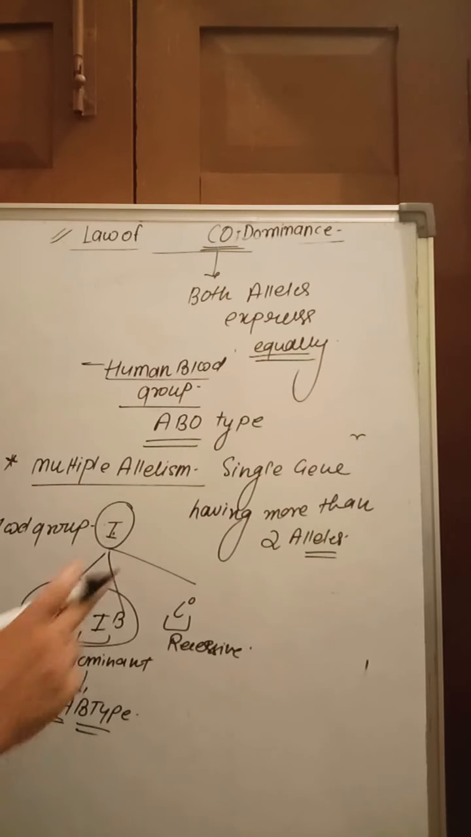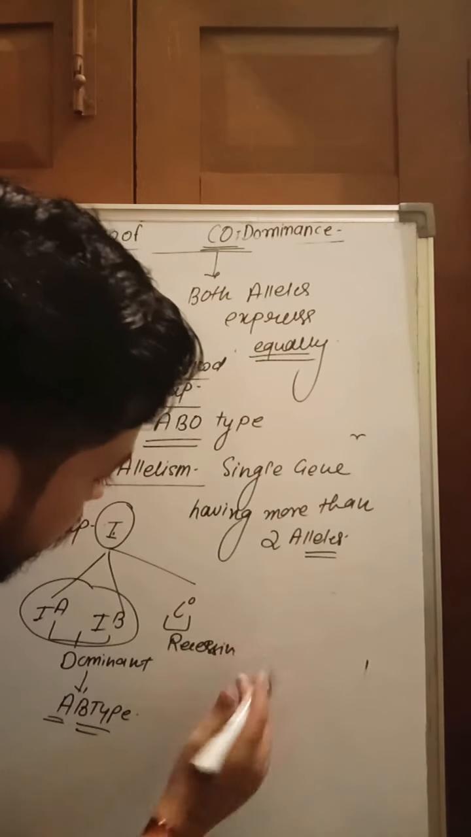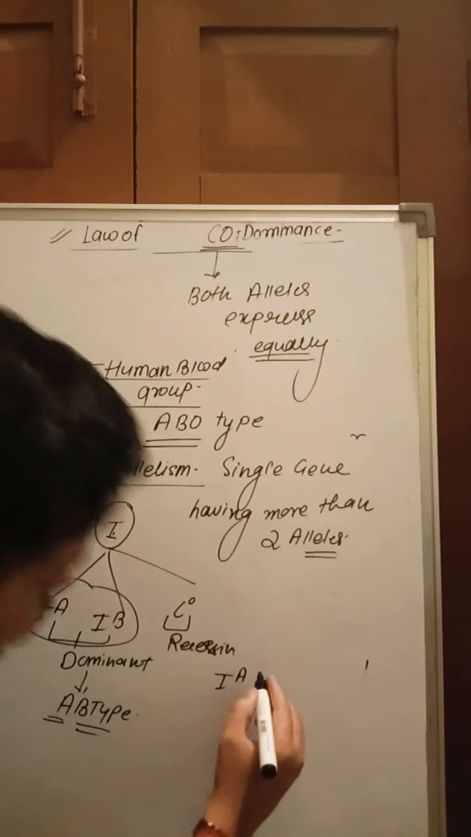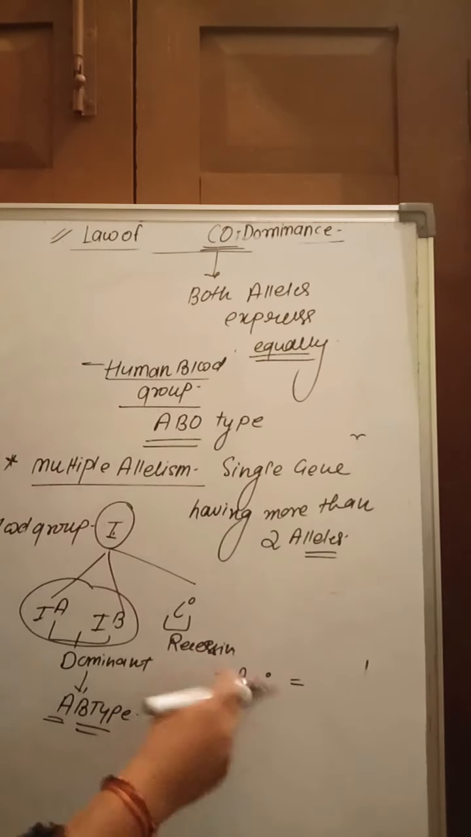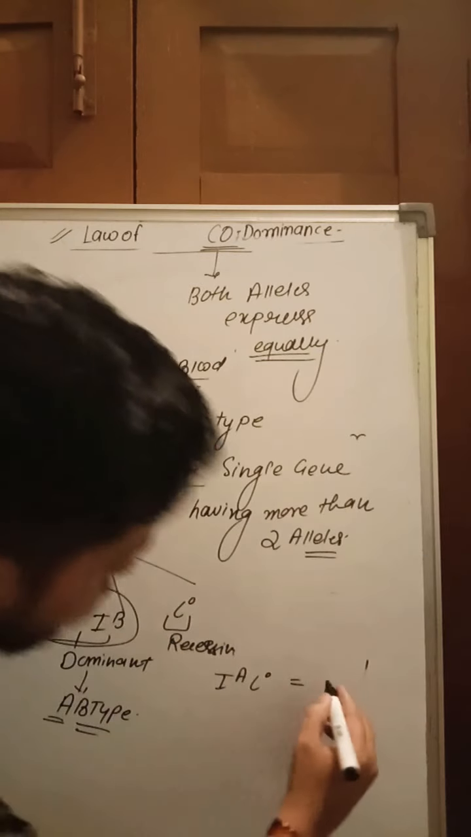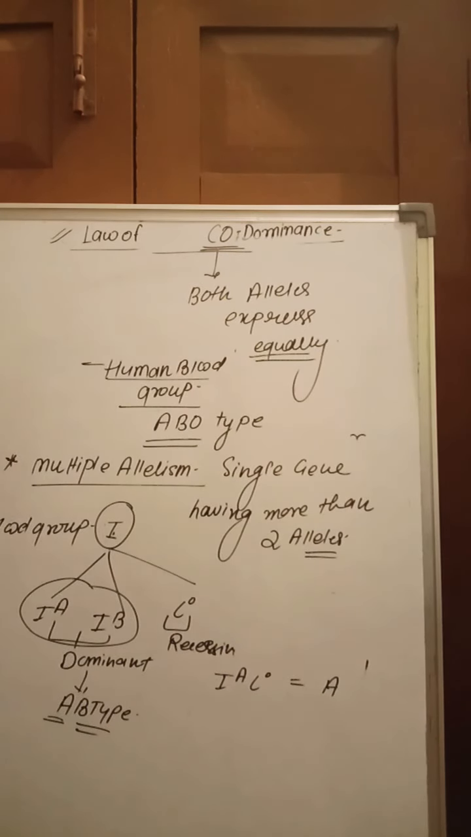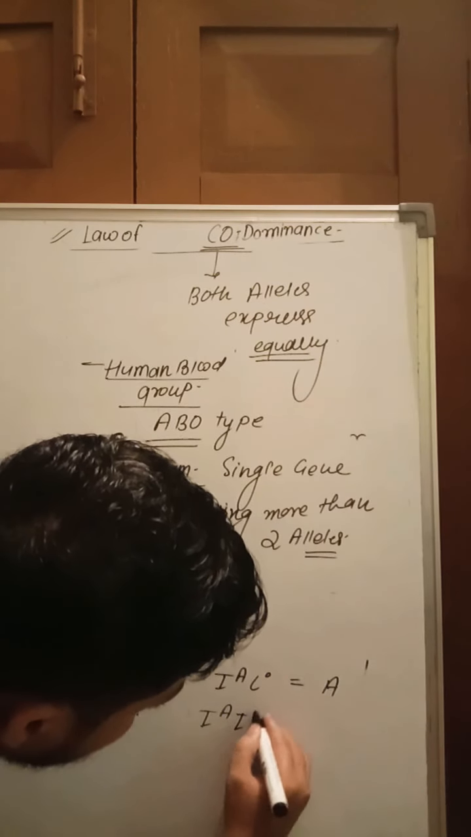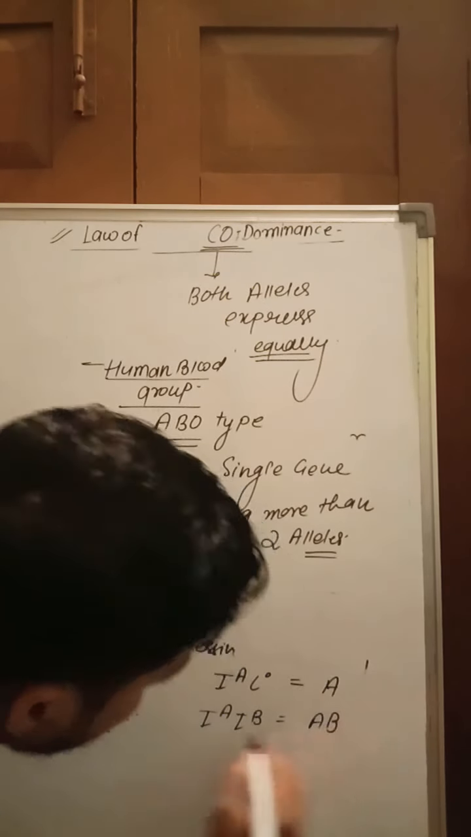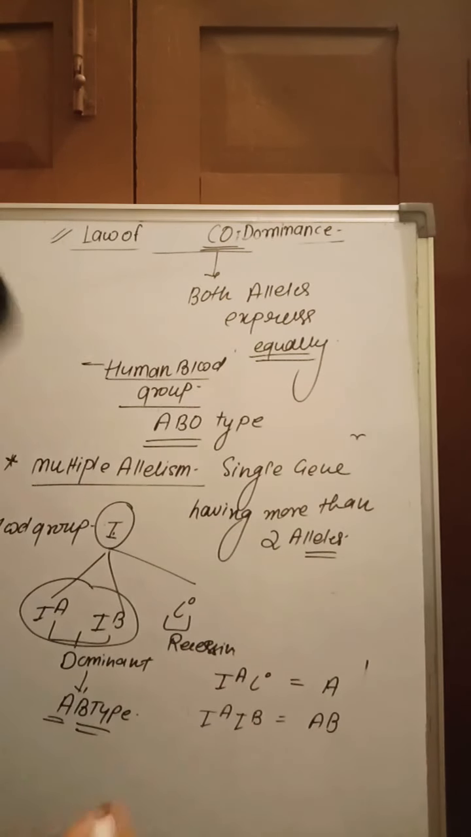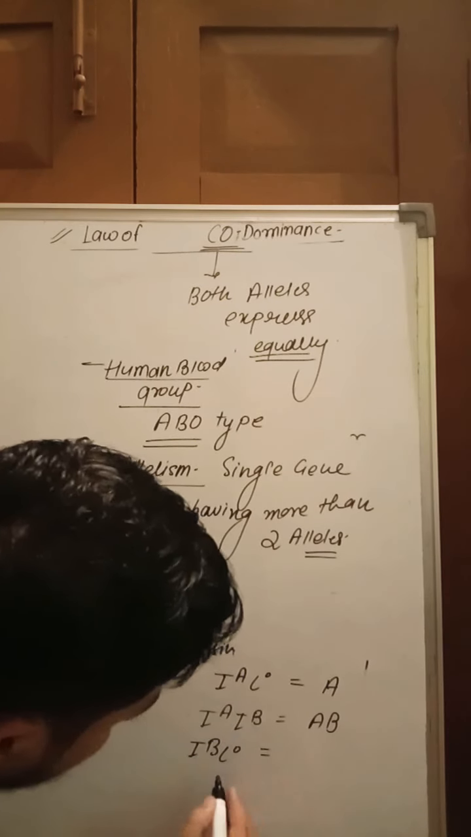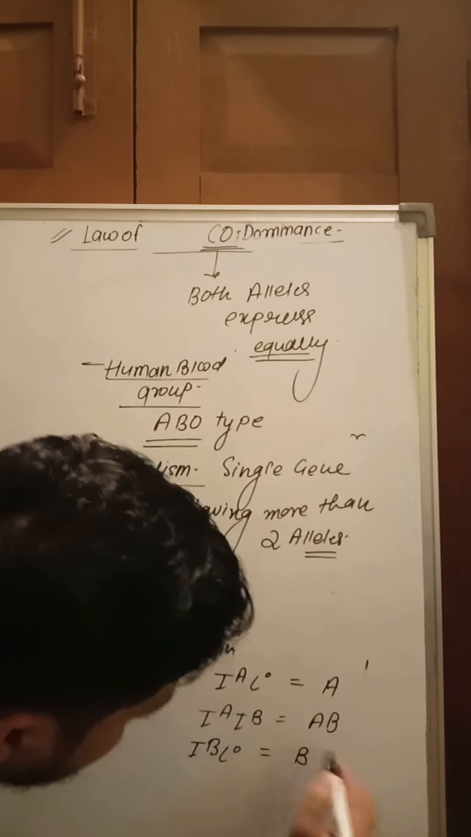Very important. So how many combinations are formed in individuals? If IA and IO are present together, this one is recessive. What is the blood group? A. If IA and IB are present together, the blood group will be AB, because both are expressed. Very important. If IB and IO are together, this one is dominant and that recessive, the blood group will be B.